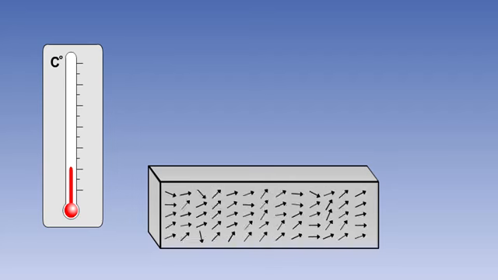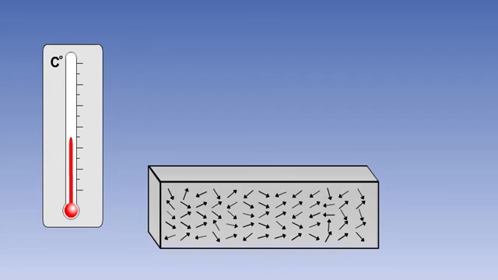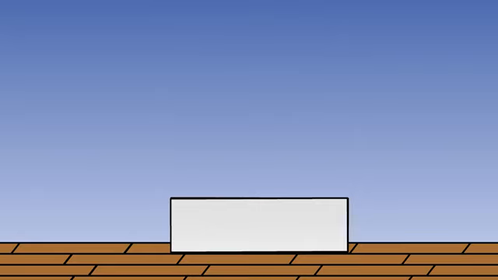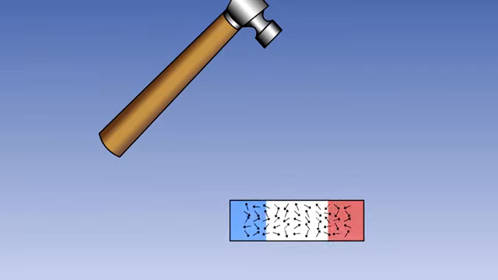High temperatures can disrupt the orderly alignment of the micromagnets in a magnet, causing it to stop being a magnet. Another way of disrupting the micromagnets of a magnet is simply to drop it onto a hard floor, or to physically strike or knock it. This has the effect of shaking up the micromagnets, randomizing them, and destroying whatever alignment they had within the magnet.